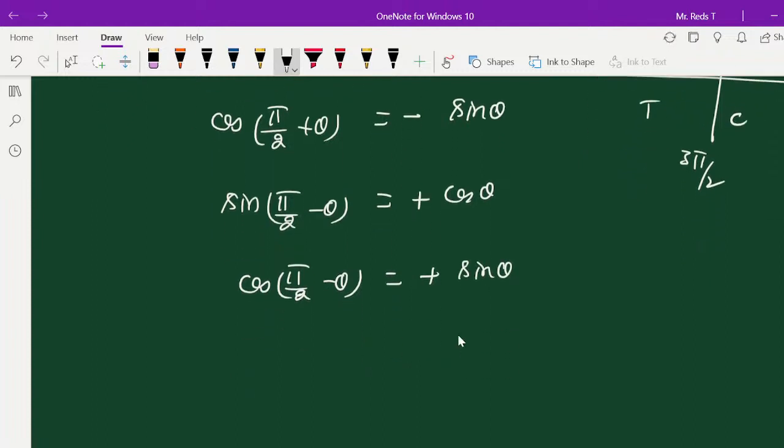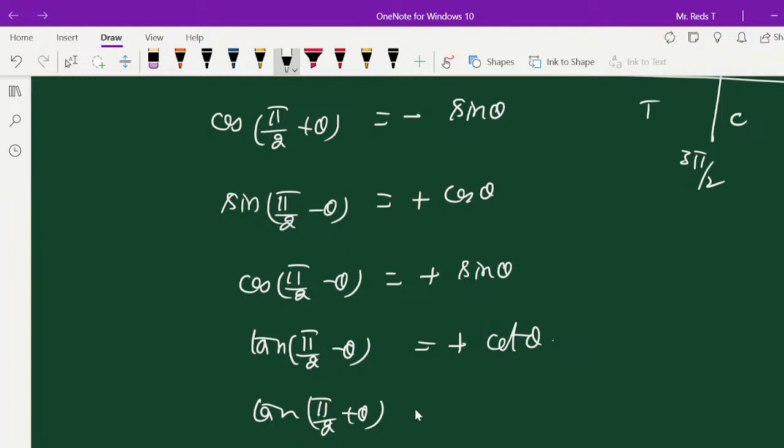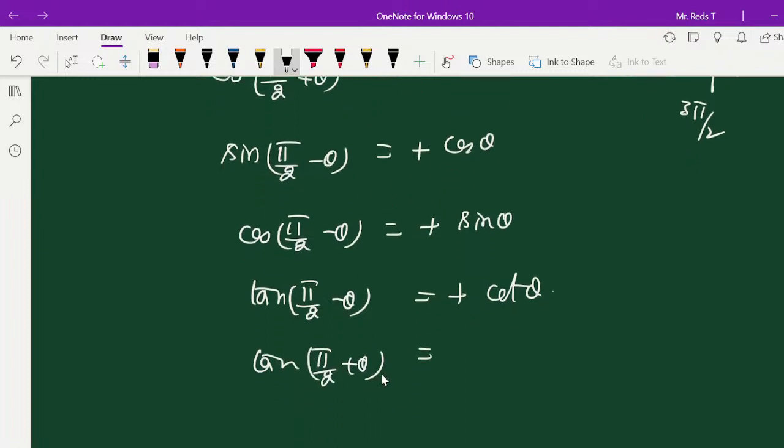What about tan and cot? We take tan(pi by 2 minus theta). Pi by 2 minus theta comes in the first quadrant, all positive. The co-function of tan is cot, so we take it as cot theta. Got it? Whereas tan(pi by 2 plus theta) comes in the second quadrant, where only sine and its reciprocal are positive, so tan is negative, so minus. Tan changes to its co-function cot theta, so minus cot theta. This is how you have to take the signs.